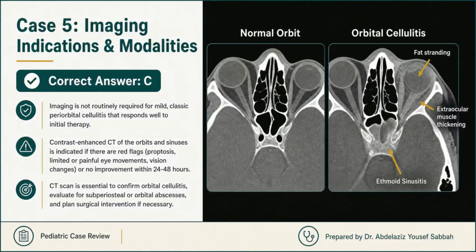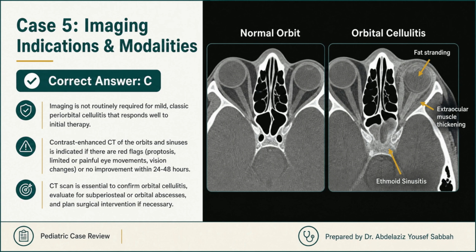The correct answer is option C, only if symptoms do not improve within 24 to 48 hours despite antibiotics. However, the broader principle is that imaging is reserved for specific indications and is not routinely required in mild, classic periorbital cellulitis that responds promptly to therapy.